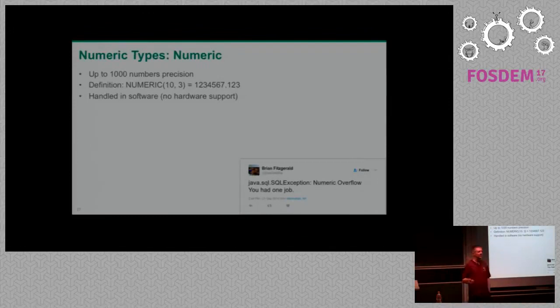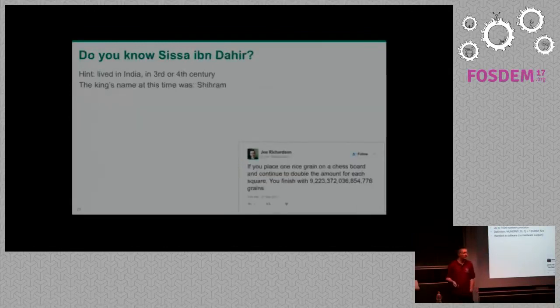On the other hand, numeric is handled in software, so there's no hardware support like with integers. Integer can be handled in a CPU register. It's not the same for numeric, so it'll be slower. But you get your precision.